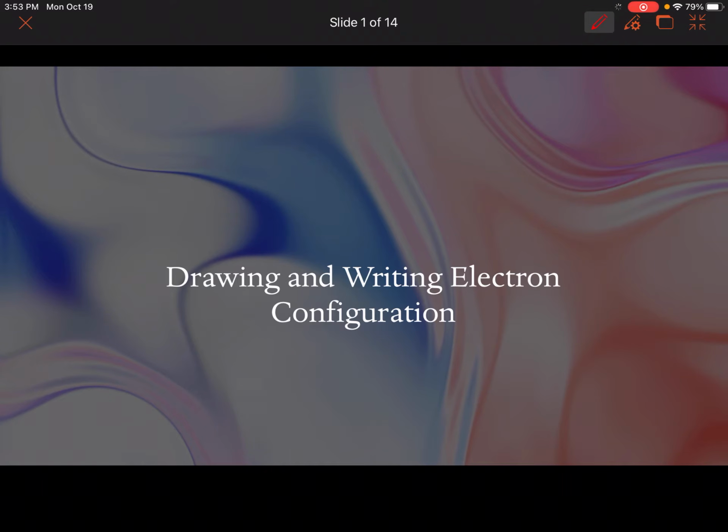Hi everyone. Today's lesson is drawing and writing electron configuration. We'll talk about the quantum model of the atom and then how we're going to draw and write our electron configurations. This is lesson 2.5.